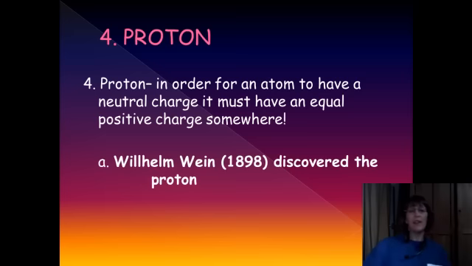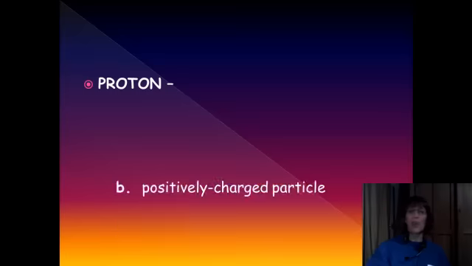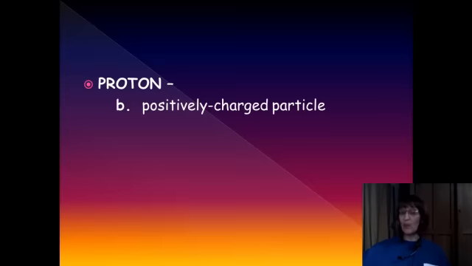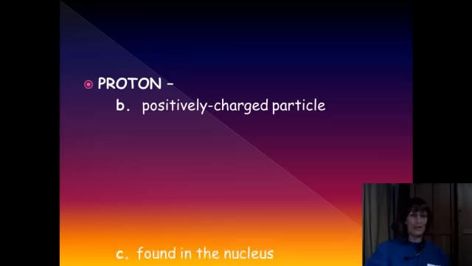And we have Wilhelm Wien in 1898 is credited with discovering the proton. So Wilhelm Wien, he discovered the proton. Alright, what do we know about protons? Other than the fact that Wilhelm Wien discovered them, we also know that B, they're positively charged. Proton, positive, remember that.